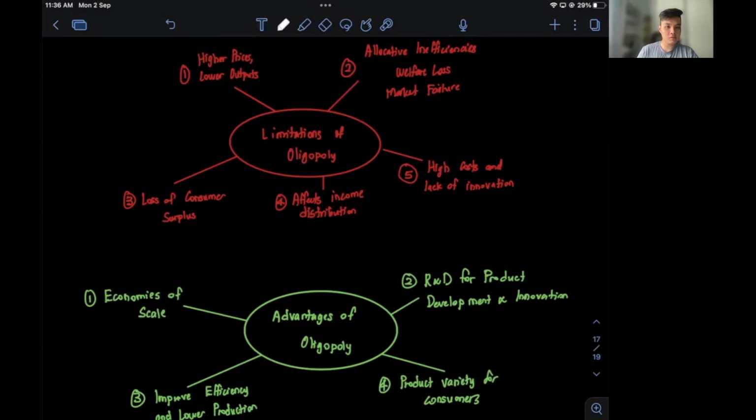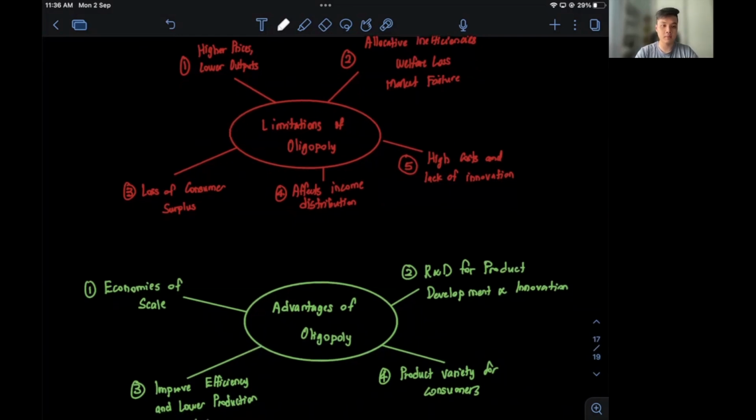But the most critical limitation of oligopolies would be how difficult they are to detect, especially if they are not formally colluding with one another. And while monopolies can be broken up by anti-monopoly laws, the difficulty to detect oligopolies means that they are less simple to break up. Now, in terms of benefits, there are 4 key benefits of an oligopoly.